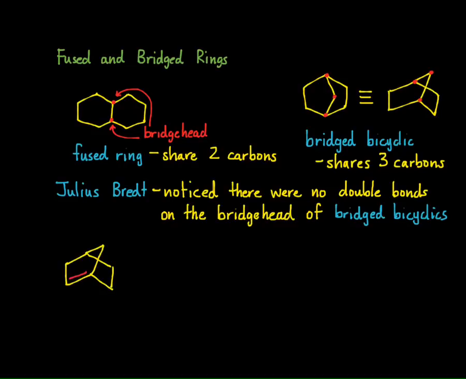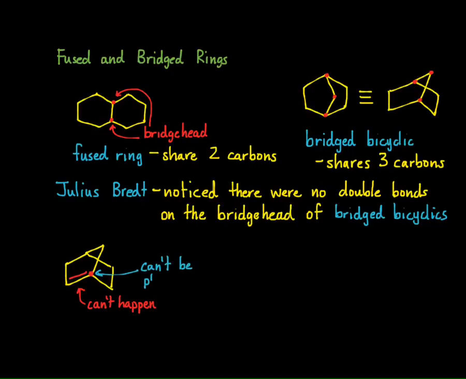Here's an example of a theoretical scenario where I would have a double bond, and notice that the double bond is at a bridgehead. What Bredt was saying is this can't happen. For some reason, these are not observed. Well, the question then is, why are they not observed? And again, we have to think about geometry.